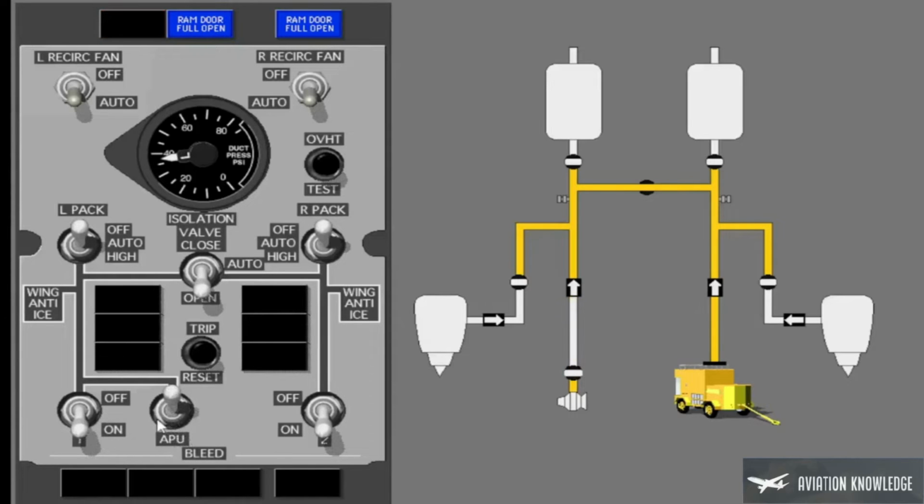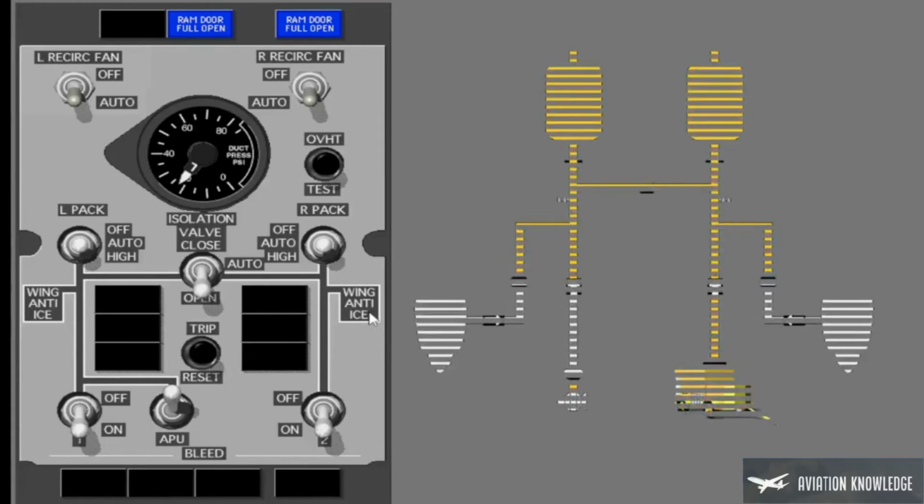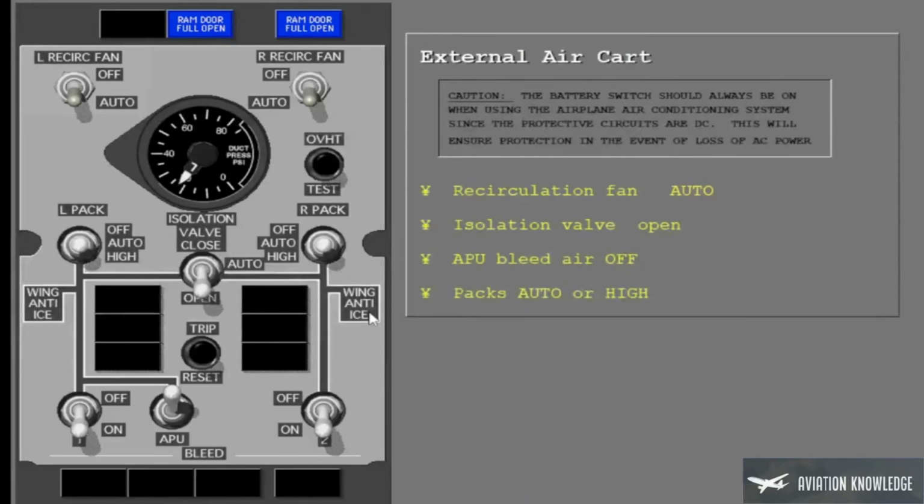When an external air cart supplies air, you can select the packs to auto or high. Turn both packs to auto now. Continue. Review the steps necessary to connect an external air cart to the bleed air system. Press the green arrow to continue.